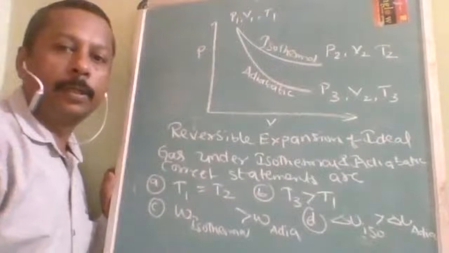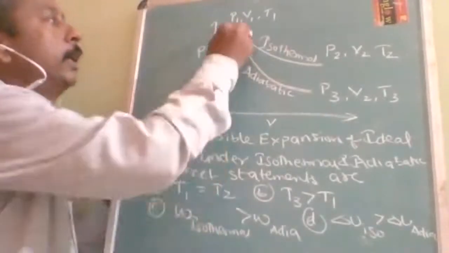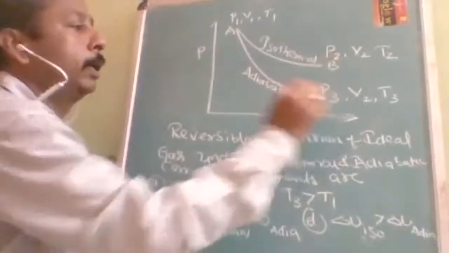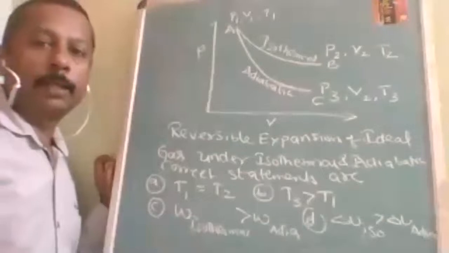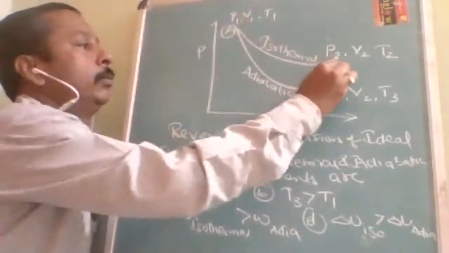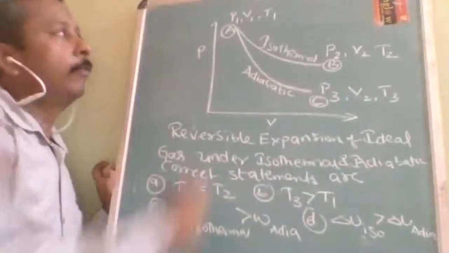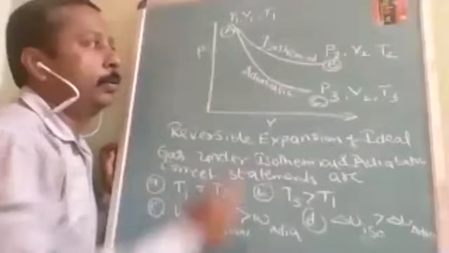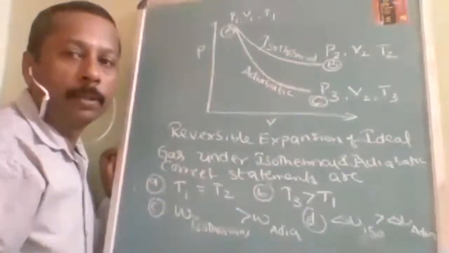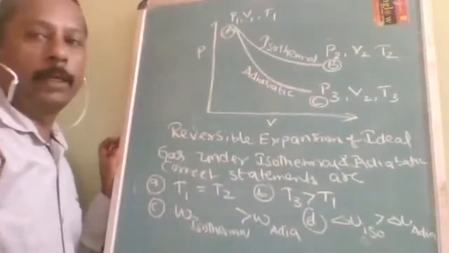Okay, the next question is here. Here a graph is given. A system from state A is taken to B and to C by different paths. From A to B it is carried out isothermally. The process used is an isothermal process. And from A to C, it is an adiabatic process.